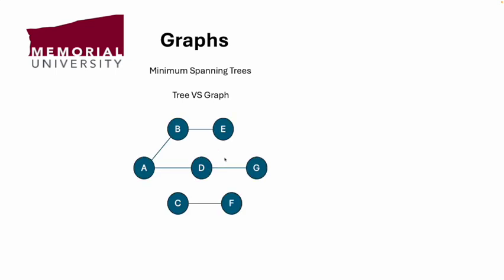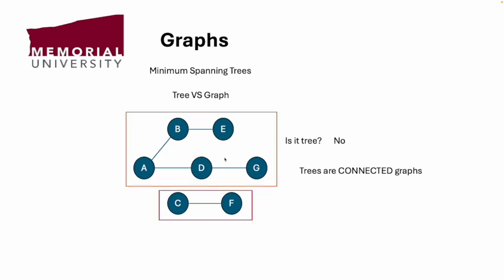What about this one? Is this a graph? Is it a tree? Right? No, it's not a tree. Why? Because they're not connected. So a tree must be connected. So they have what? Two parts, right? This part and this part, right? They're not connected. So a tree must be a connected graph.